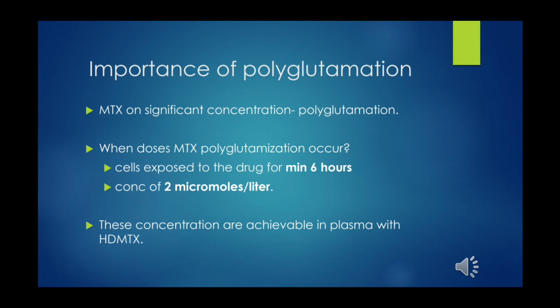Methotrexate at significant concentration undergoes polyglutamation, and this can be achieved when the cells are exposed to the drug for a minimum of 6 hours at a concentration of 2 micromoles per liter, which can be achieved only by giving high dose methotrexate.